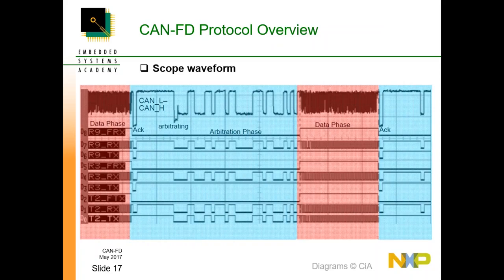Here we have a scope waveform at the top of the image showing bit rate switching. It can clearly be seen that the data phase in this waveform is significantly faster than the arbitration phase. In this particular example, the arbitration phase is at 1 megabit per second, and the data phase is at 12 megabits per second, and there were 64 bytes of data in this message. The length of the network was 42 meters, and the transceiver used was an NXP TJA1040. Note that the TJA1040 is rated up to 1 megabit per second, but as you can see, it can be made to work for higher speeds.